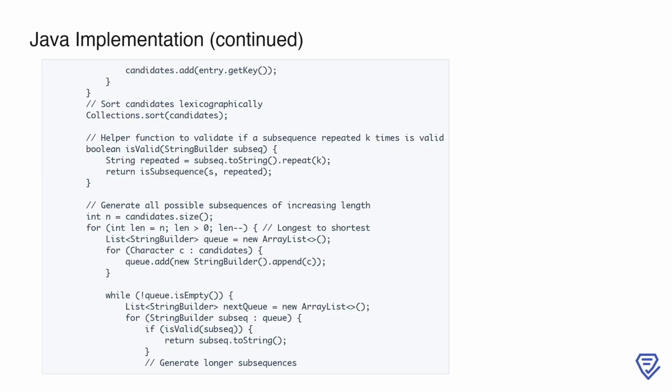After that, we move to the process of generating all possible subsequences. We start with the longest possible subsequences first, iterating from the length of the candidate list down to 1. For each length, we initialize a queue to manage our list of subsequences, starting with single characters from the candidates. As we iterate, we check if a subsequence is valid using the isValid function. If it is, we immediately return it as the result.